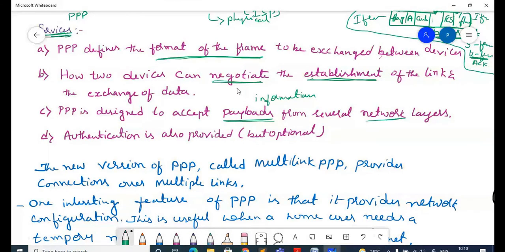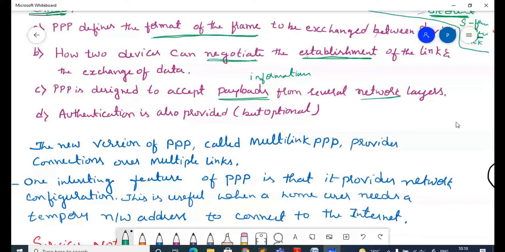Okay, fine. So point-to-point is designed to accept payloads from several network layers. It is not just from only one layer. If the device is connected to different networks, at the same time it can accept the data from several network layers. Authentication is also provided, but it is optional. These are the main services provided by the point-to-point protocol.